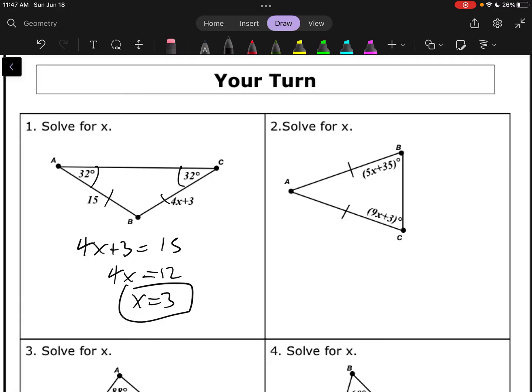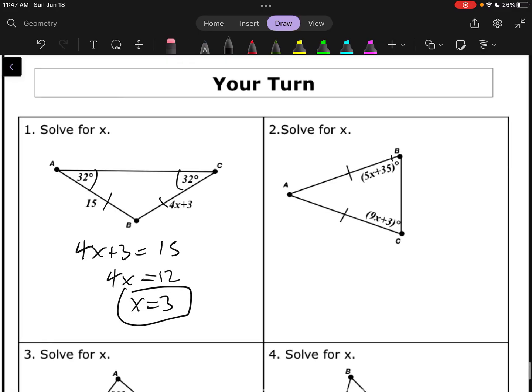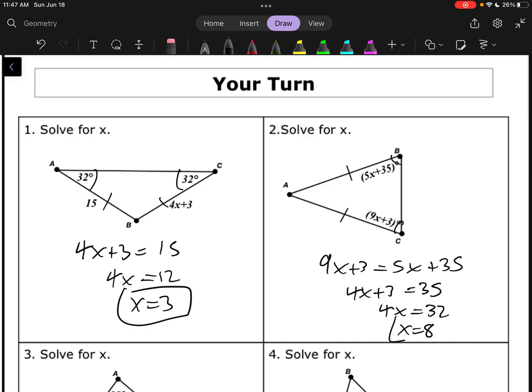On this one, converse of the base angles theorem says that if the sides are the same, then the angles are the same. So angle B's got to be the same as angle C. 9x plus 3 has to be equal to 5x plus 35. That's 4x plus 3 is equal to 35. 4x is equal to 32, so x should be 8.